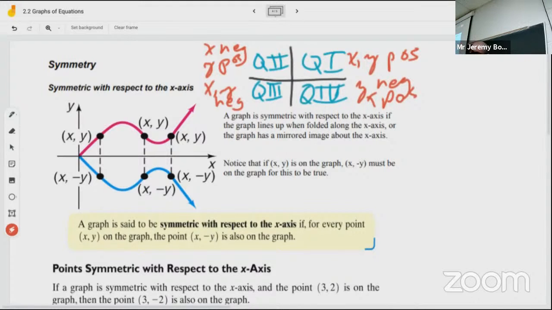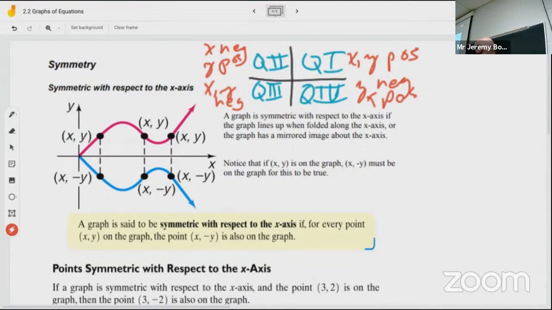Some of the symmetry is easy to imagine, and some of it's difficult. I would say there's three symmetries we're going to look at, and two of them are easy to imagine. The third one is a little bit tougher. So that's what we're going to talk about today. Let's read through this stuff. A graph is symmetric with respect to the x-axis if the graph lines up when folded along the x-axis, or the graph has a mirrored image about the x-axis. What that means is if we look at this image right here, remember the horizontal axis, that's our x-axis. If there's a mirror image below the x-axis and above the x-axis, that is symmetric with respect to the x-axis.